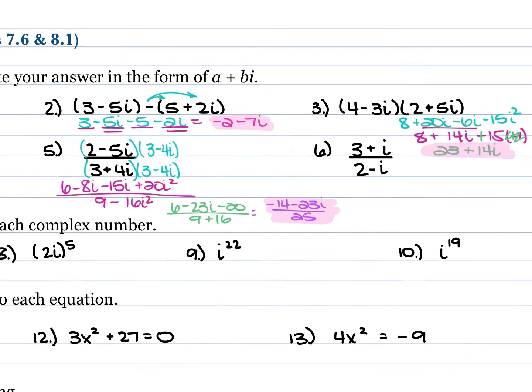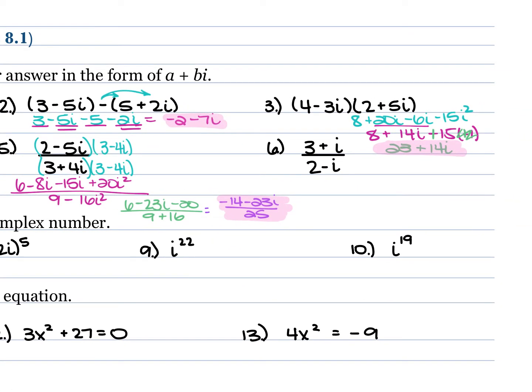For number 6, you have 3 plus i over 2 minus i. So again, we're going to put parentheses around the numerator and the denominator here. Multiply top and bottom by 2 plus i, since that's the conjugate of your denominator. If you FOIL out on the top, that's going to give you 6 plus 3i plus 2i plus i squared, all over. The bottom is a difference of squares, so that's going to be 2 squared, which is 4, minus i squared.